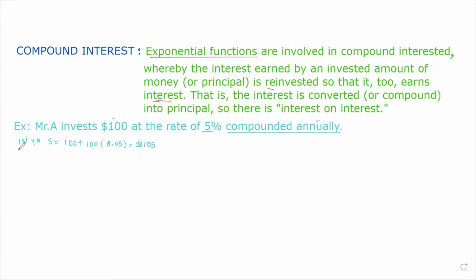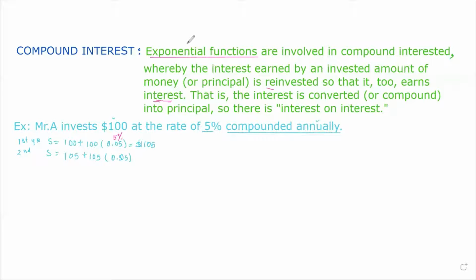if he goes to the second year, at the end of the second year, what's going to happen? He will have 105 as the principal, not 100. So then you have 105 plus another 5%. So 105 becomes the principal of the second year, times the interest 5%, which is 0.05 here. This one means 5%.